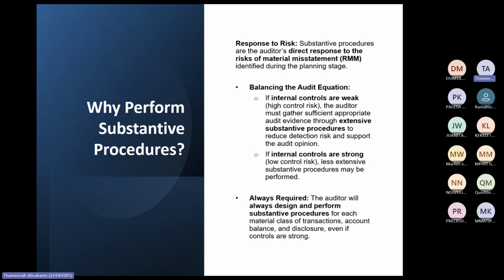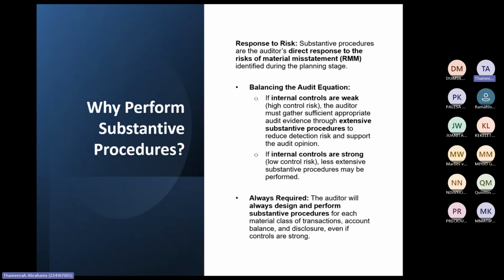So as an auditor, we do not then rely on tests of controls, and we will do extensive substantive procedures to reduce, remember, the detection risk. Detection risk is not part of risk of material misstatement, but is part of the audit risk. Remember, audit risk is equal to ROMM plus detection risk. And this is to support your audit opinion. But if the internal controls are strong and you can rely on tests of controls, the control risk will be set as low, and as an auditor, you'll perform less substantive procedures. Okay, I hope you see that relationship.